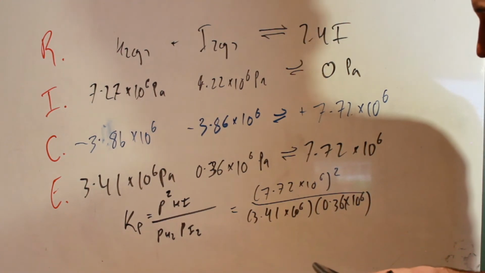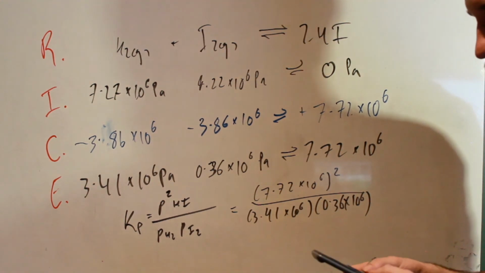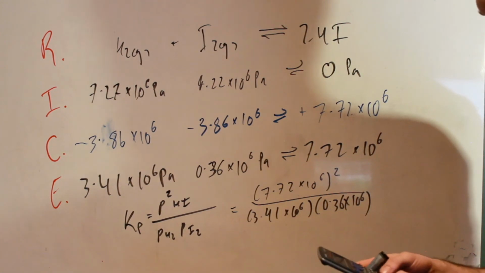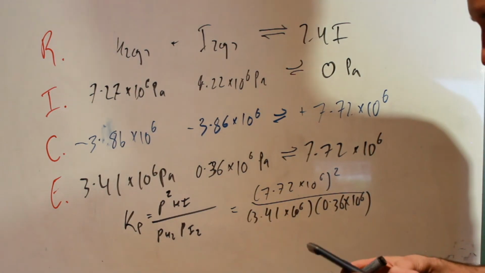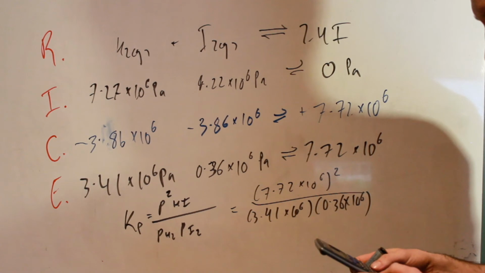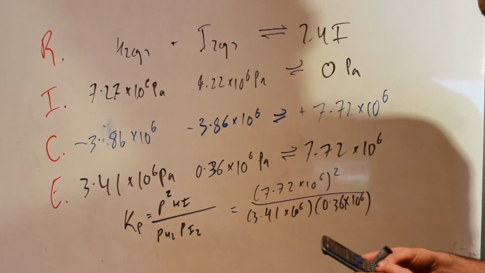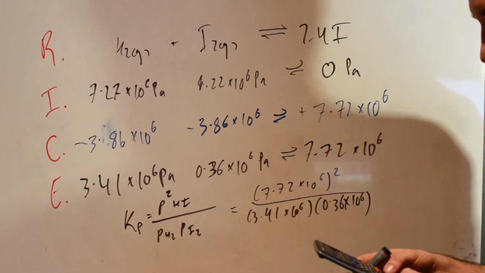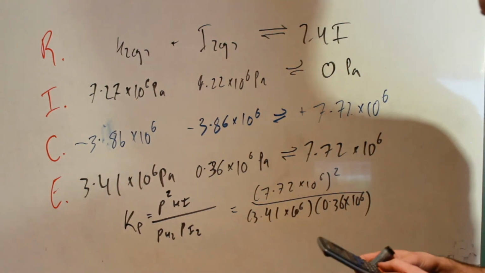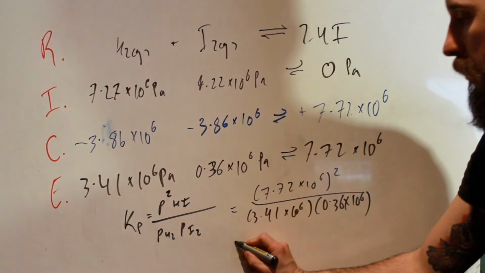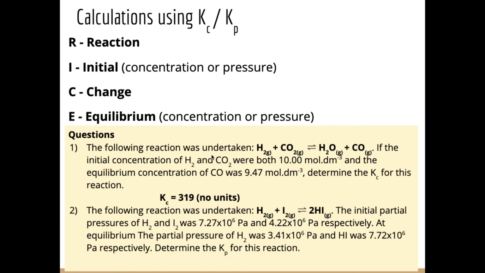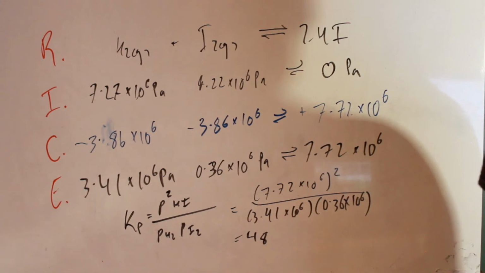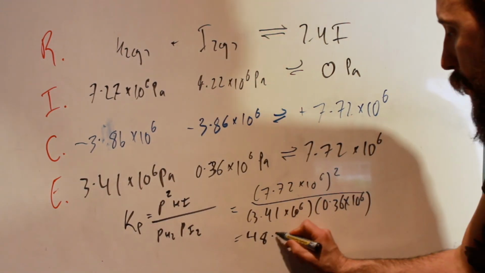So if I plug all this in, 7.72 times 10 to the 6, squared, divided by 3.41 times 10 to the 6 times 0.36 times 10 to the 6. We get a value of 48. Well, let's look at significant figures. We have three significant figures, three significant figures, three. We're going to have three significant figures in our answer. We were given all three significant figures in the question, so 48.5.